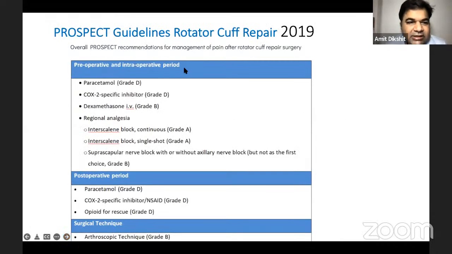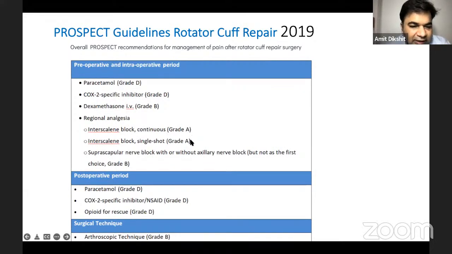So last but not the least, there are PROSPECT guidelines, and we follow PROSPECT guidelines because they look at a lot of meta-analysis and Cochrane review and review articles. So this is only for rotator cuff repair, and it is in 2019, and it recommends use of COX-2 specific inhibitor grade 2, grade D, paracetamol grade D, IV dexamethasone grade B, and in regional anesthesia strategy, continuous interscalene block is grade A recommendation.